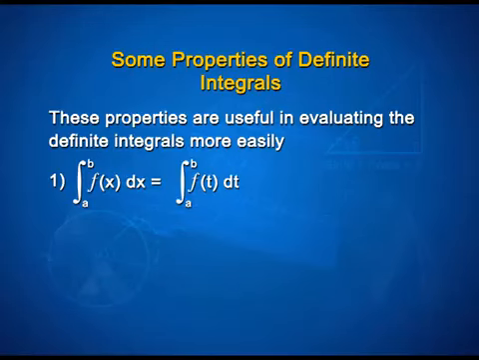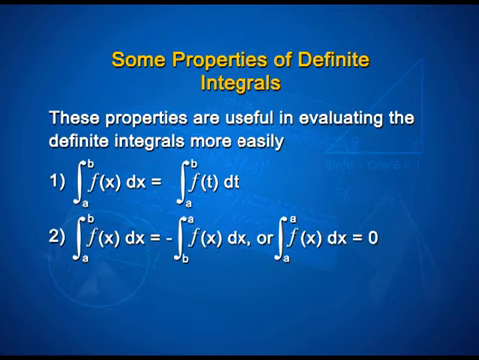Now, let us look into some properties of definite integrals. These properties are useful in evaluating the definite integrals more easily. First property: integral a to b f(x) dx is equal to integral a to b f(t) dt. Second property is integral a to b f(x) dx is equal to minus of integral b to a f(x) dx, or integral a to a f(x) dx is equal to 0.